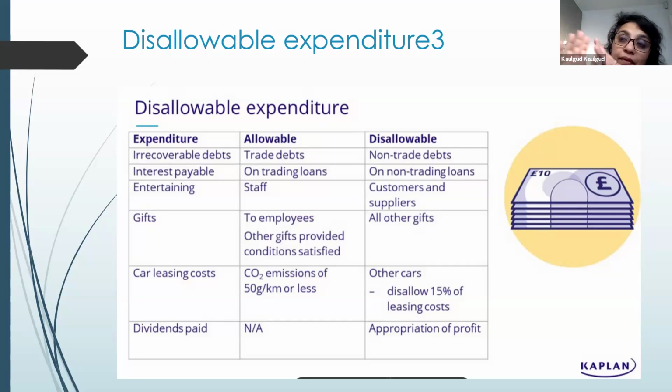Dividends paid: there is no question of allowable expenditure because it is not classed as an expenditure as such. Those who have studied DAIF will know dividends are not classed as an expenditure in the first place, and it is disallowable because it is also called appropriation of profit. Okay, so these are all your expenses which are disallowed.